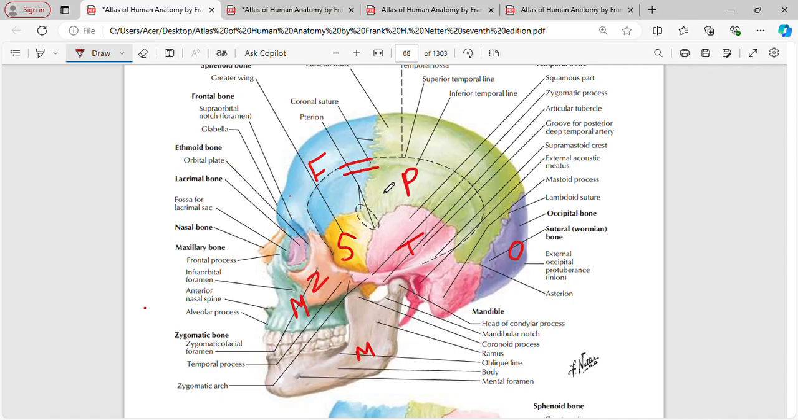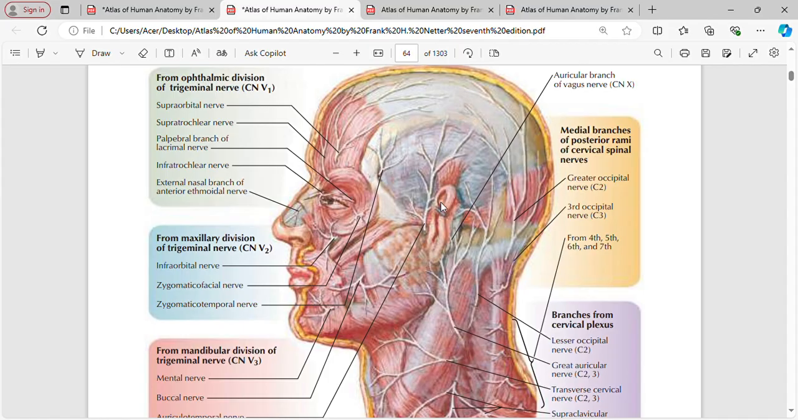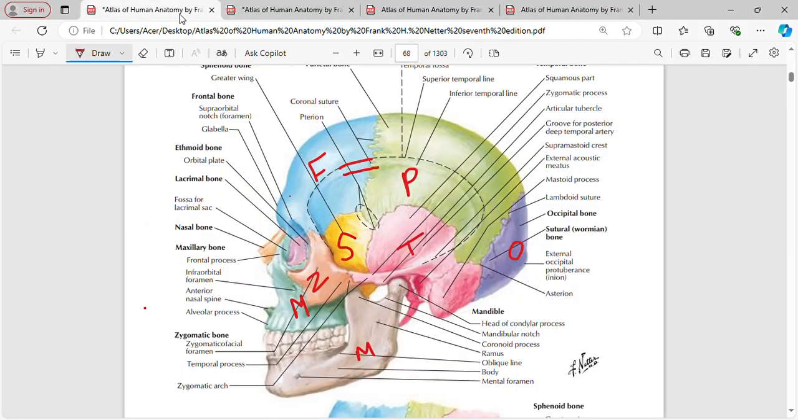Just beneath the inferior temporal line, here is the presence of the infratemporal fossa. This infratemporal fossa is going to serve as an attachment for the temporalis muscle. We can see here the presence of the temporalis muscle, right? So the infratemporal fossa is going to act as an attachment for the temporalis muscle.